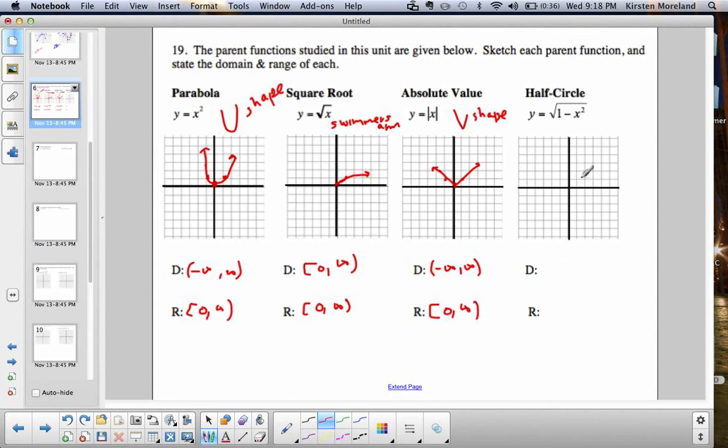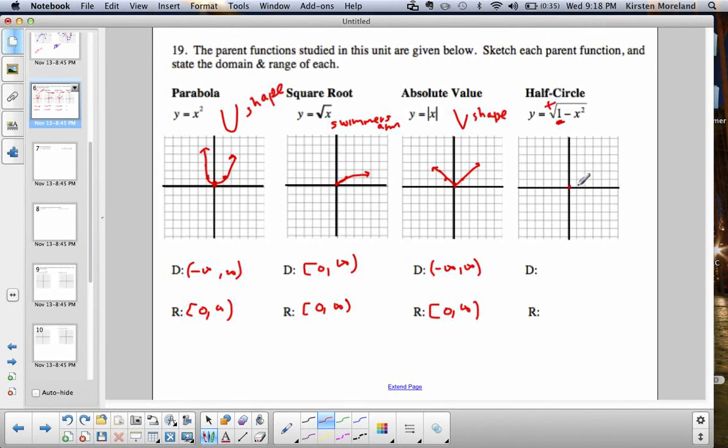This last one, one thing to point out is the half circle and the swimmer's arm, or the square root. Both have square root signs. What you need to look for is 1 minus x squared under the square root. That tells you it's a half circle. In this case, we have the top half because it's positive. If I had the negative part, I'd have the bottom half.